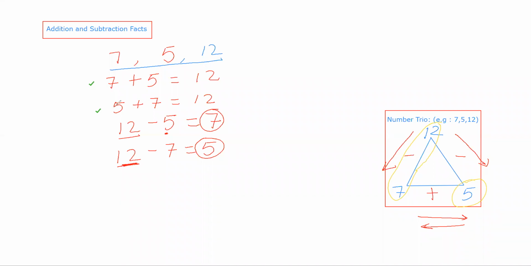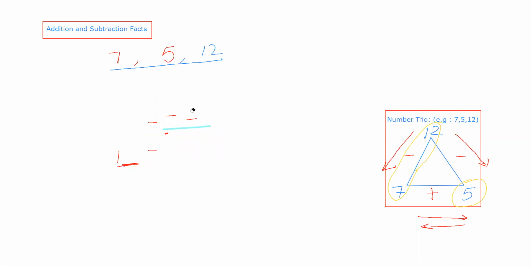Look here. 12 minus 7, that gives you 5. Correct? So 12 minus 7 is the one side equation, and the answer to this equation is my remaining third number. Okay? So I'm going to write down all my number facts from the triangle again to demonstrate how the number facts are made up from the triangle.